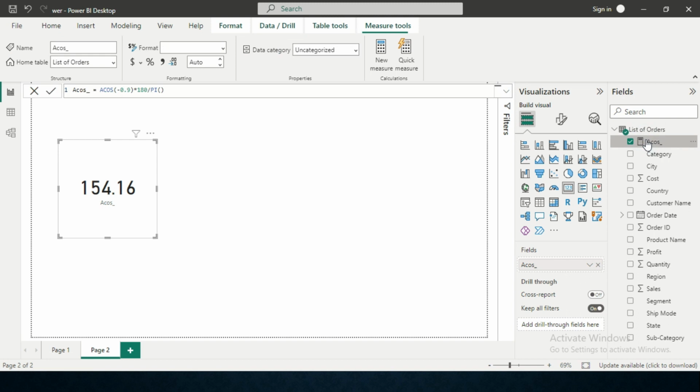If you want to edit the number, you can. Instead of minus 0.9, I'm going to give 0.5, and I'm hitting enter. You can see the value changes to 120. So this is how the ACOS function will work.